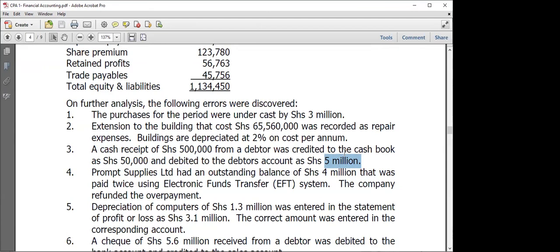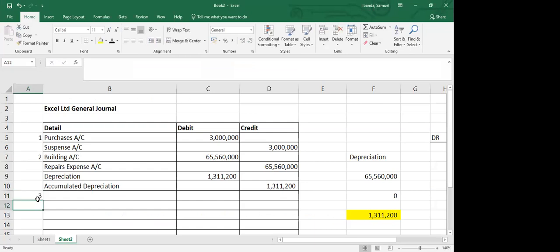You get it? So somebody would ask, how can somebody make such an error? These errors are made by human beings. This person may not be an accountant, so they really don't understand. So you're going to see what I'm going to do here.